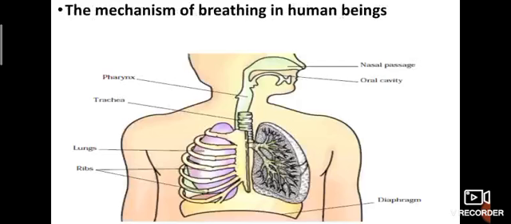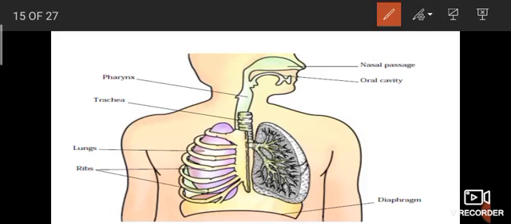Okay, the mechanism of breathing in human beings, we already discussed that. What are the parts that participate in respiration? Listen, this is the nasal passage, the oral cavity. Oral cavity means here. Next, pharynx, trachea, lungs, and also our ribs.